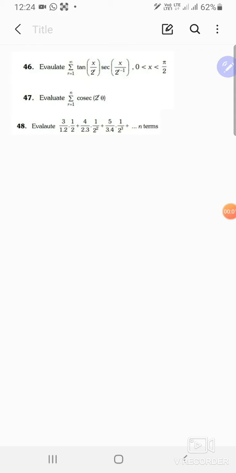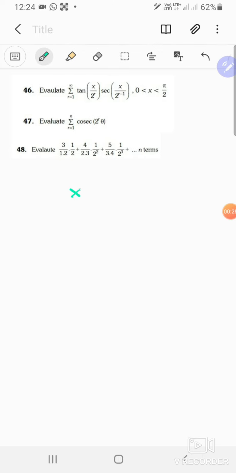Okay, so the first question says evaluate the summation from r equals 1 to infinity of tan of x upon 2 to the r and sec of x upon 2 to the r minus 1, where x is an acute angle. Okay, wow. Let us see what we can do. So you have x upon 2 to the r and x upon 2 to the r minus 1.